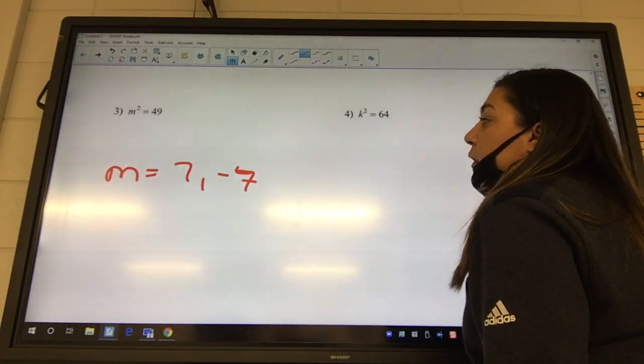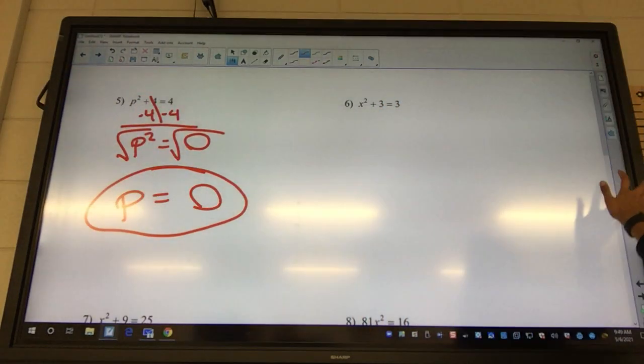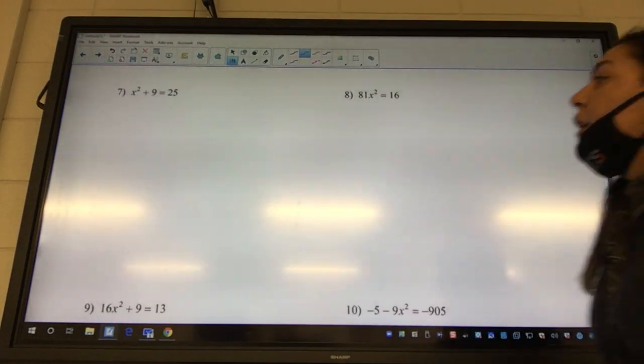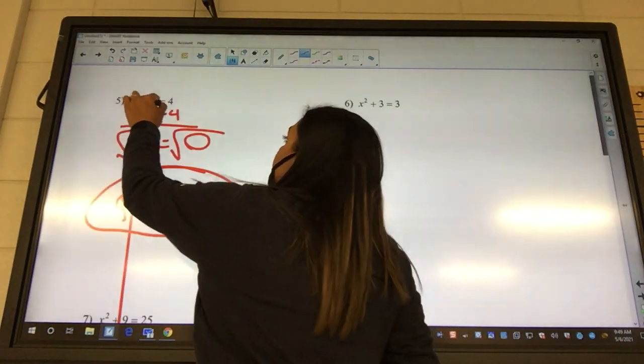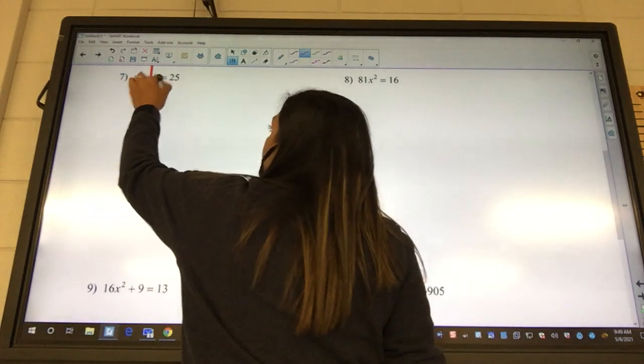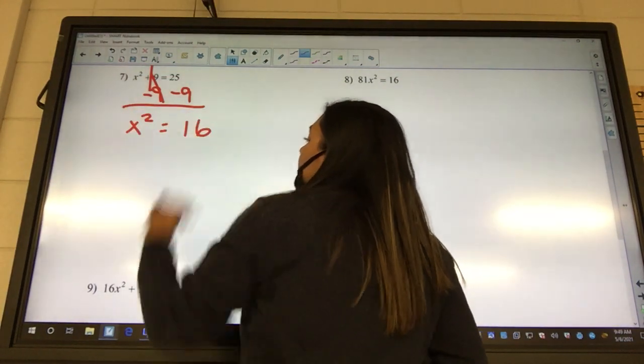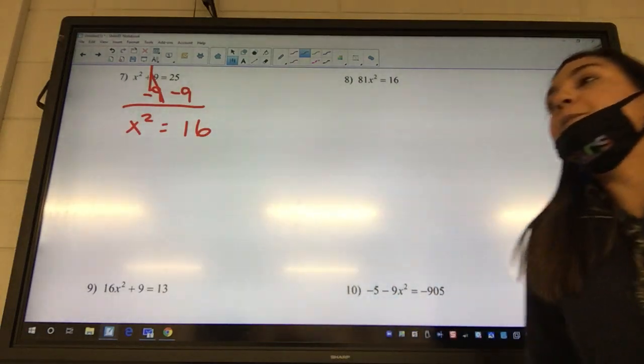Okay, that's 3, 5, and here we are to 7. So we need to move the 9, so minus 9, minus 9. What's 25 minus 9? 16. Okay, are we ready to square root?